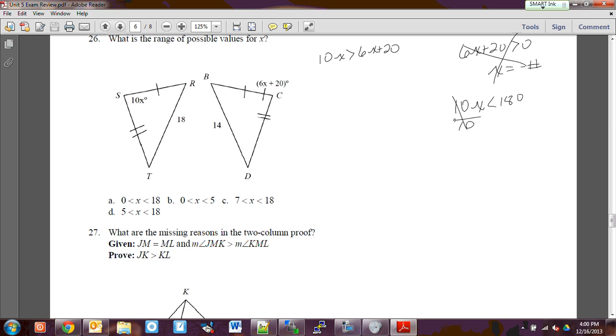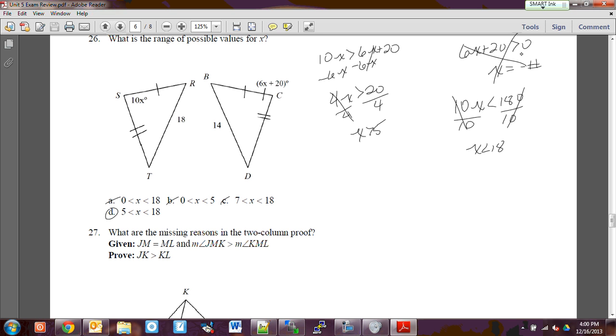Let's solve the easiest one first. Divide both sides by 10. So x has to be less than 18. So that narrows it down to C and D. Now let's solve this. Minus 6x minus 6x. So 4x is greater than 20. Divide the 4 off. So x has to be greater than 5. So C is gone, and D is our correct answer.